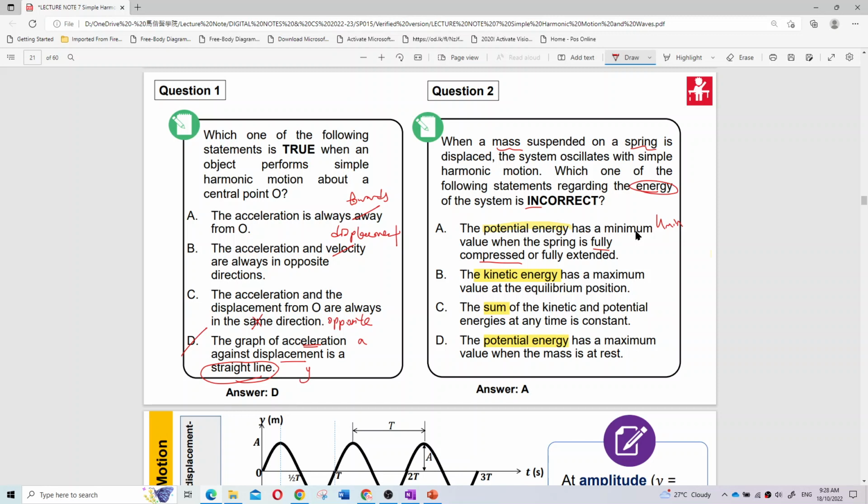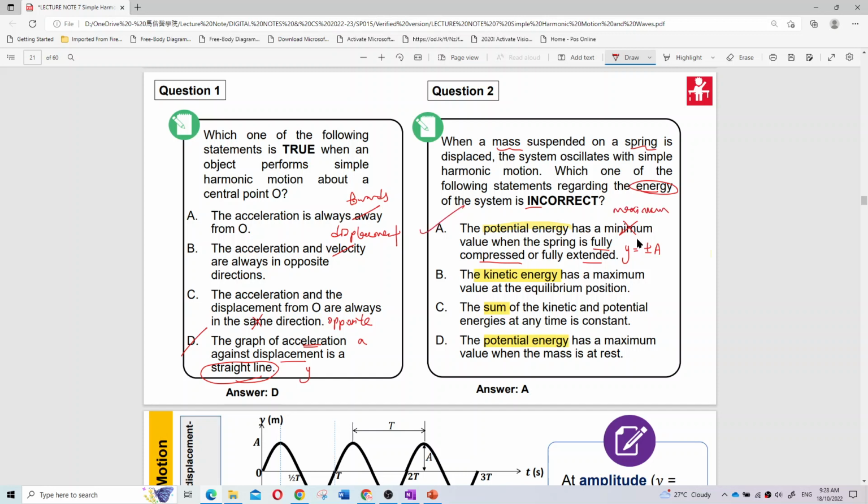So that means it's at the amplitude, correct or not? Fully compressed or fully extended. That means it's either positive amplitude or negative amplitude. So is the potential energy minimum? No. So it is wrong. So this should be maximum, isn't it? Yeah, it should be maximum.